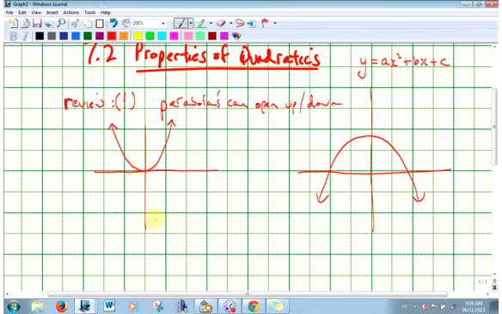What do we know about this thing? This thing opens up, then it has a minimum point. I'll just abbreviate it, minimum, okay? Does it have a maximum? No. It keeps going forever and ever. That's what those arrowheads mean. Okay? No maximum. The opposite happens here.